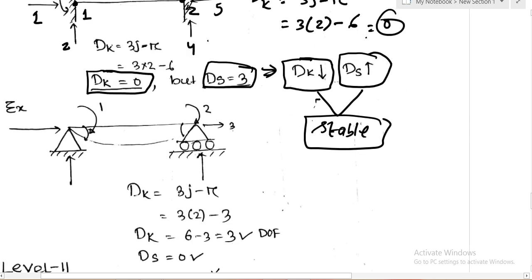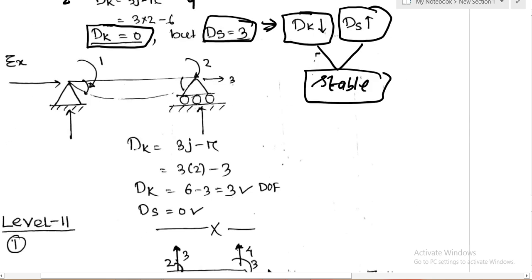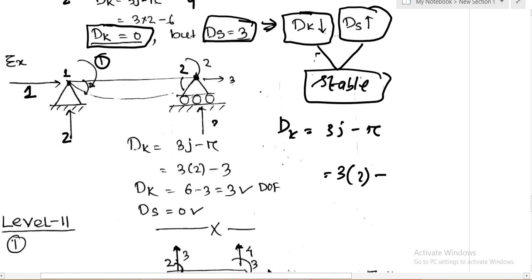Now take the example of a simply supported beam. Use this formula: DK is 3j minus r. How many joints? This is one joint, and this is two joints. Two joints are there, so 3 into 2 minus how many reactions? This is 1, this is 2, and this is 3. So the number of reactions is 3.